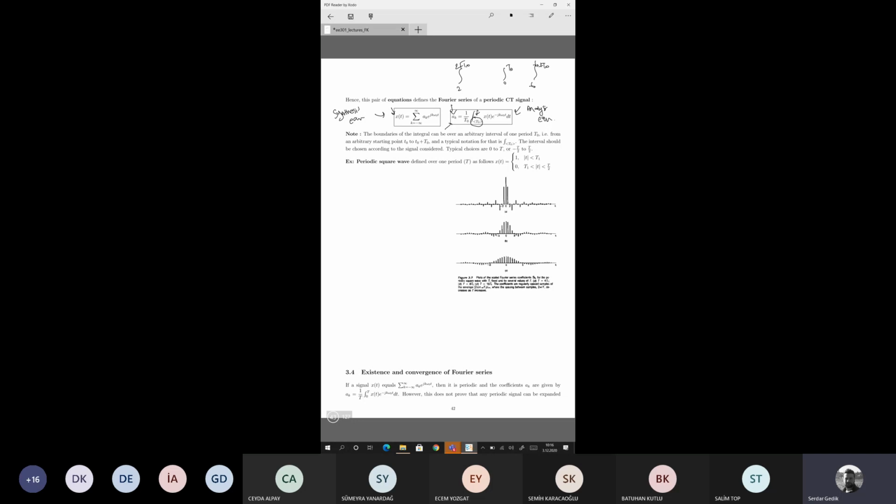I have a periodic square wave example. I will not go over this example now, but it's quite easy. I will solve it next week. Sorry, not next week, but the following week.